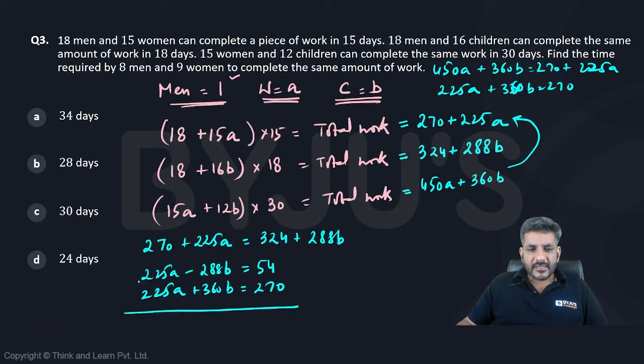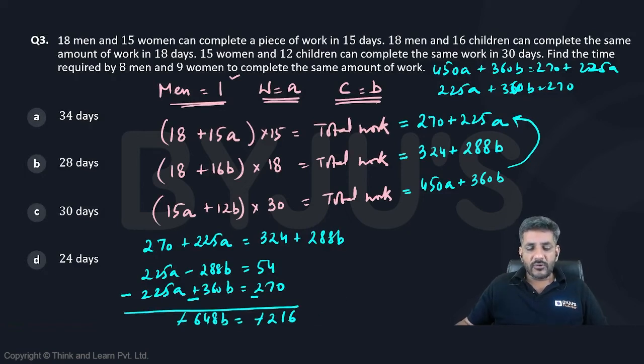If I subtract the first equation from the second one, or the second from the first, whichever you feel like, they would cancel out. I would have minus 648B is equal to 54 minus 270. What is 54 minus 270? It is minus 216. Minus and minus would cancel out, and B is equal to 216 by 648.